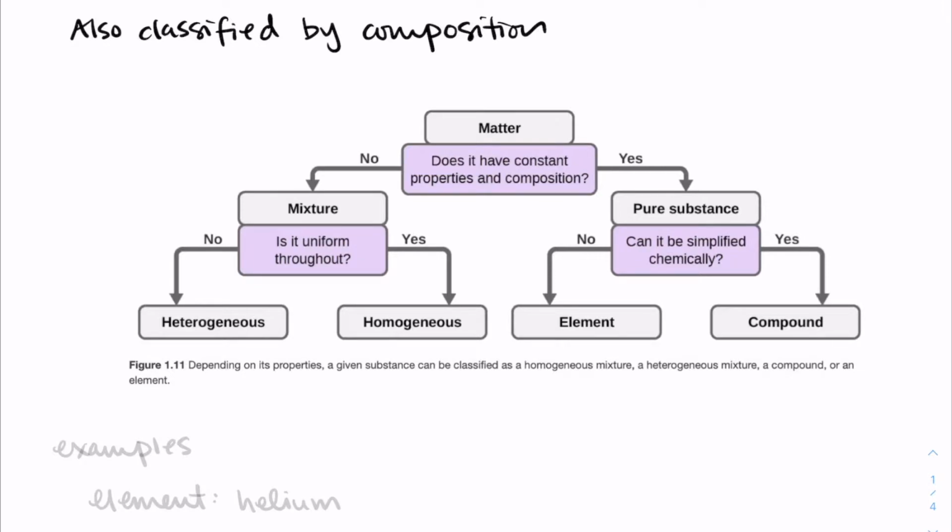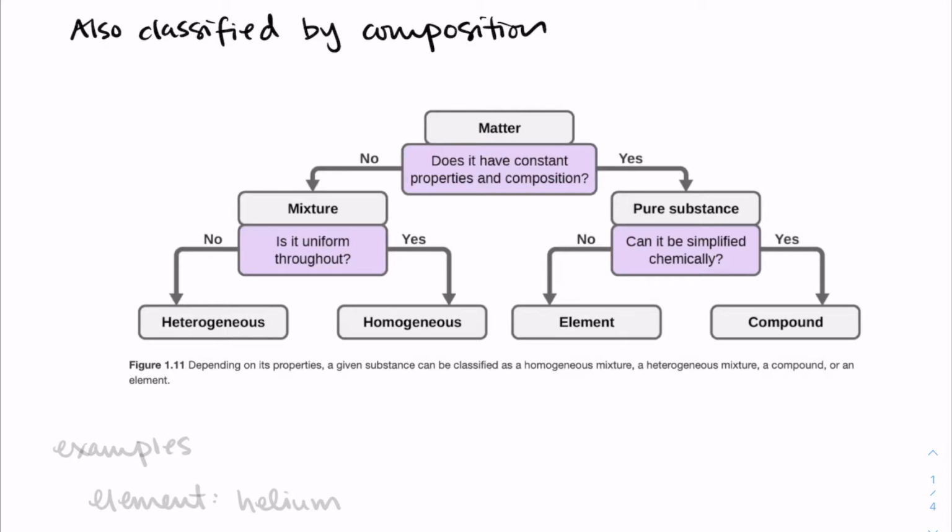After that, if we're on the mixture side, we can just go left to right here. It doesn't have constant properties and composition, but is it uniform throughout? If the answer is no, then it's a heterogeneous mixture. If the answer is yes, it's a homogeneous mixture. And don't worry, I have examples right after this that will help us understand what that means.